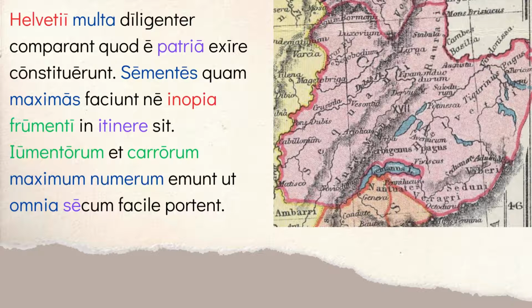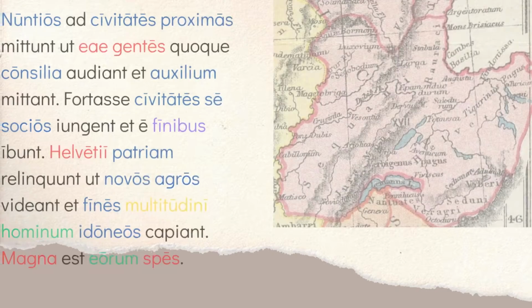Then you have jumentorum et carrorum maximum numerum emunt ut omnia secum facile portent. So here we have another purpose clause. You can tell by the ut, right, setting it up. So it's saying they buy, emunt, the greatest number, maximum numerum, of pack animals, jumentorum, and carriages, carrorum, so that, there's our purpose clause with ut, right, they might easily carry, facile portent, everything with them, omnia secum. So they want to be able to carry everything with them, so they need pack animals and carriages. Okay, then we continue on.